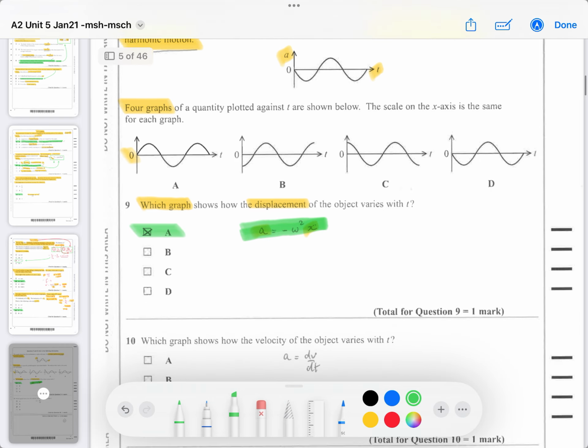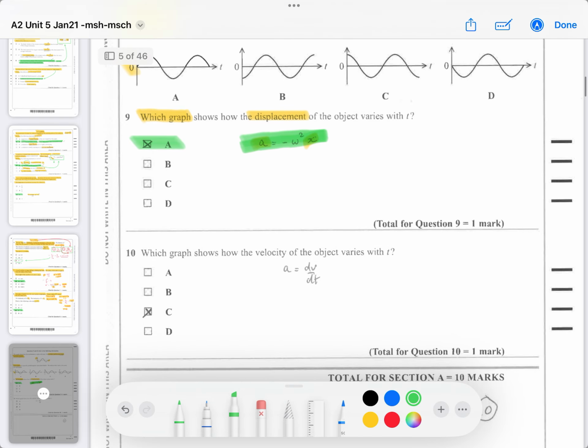So once you've done that one, the second part of the question, looking at the same 4 graphs, it says which graph shows the velocity. If we know the acceleration graph, we want the velocity. So this time you need to know that acceleration is the gradient of the velocity graph. So if you take the instantaneous gradient of one of these graphs, you will get the acceleration. So I've put the answer is C.